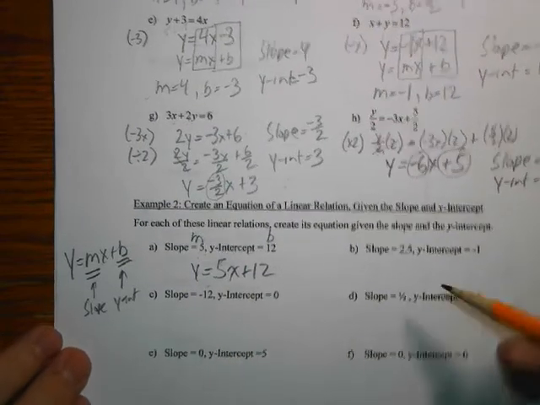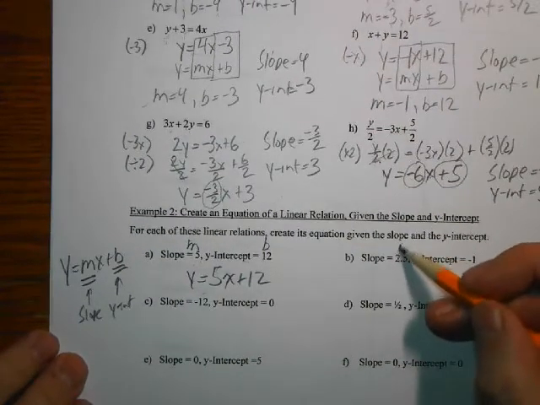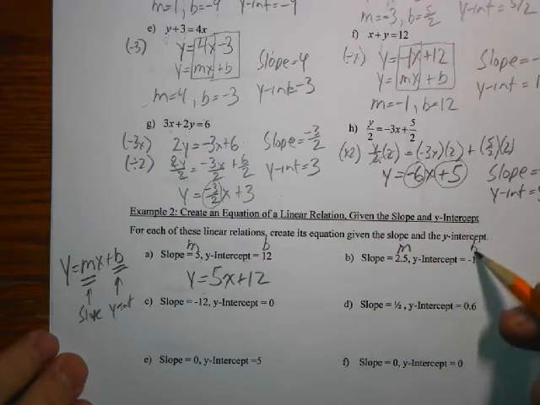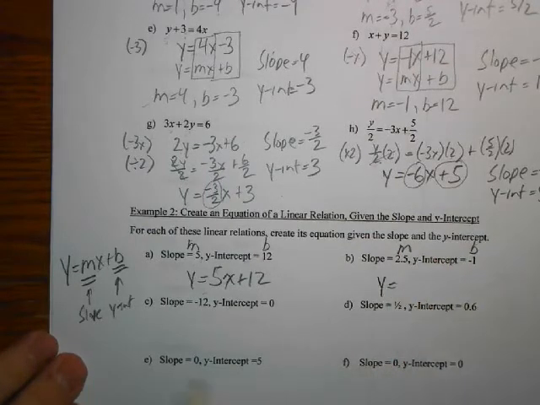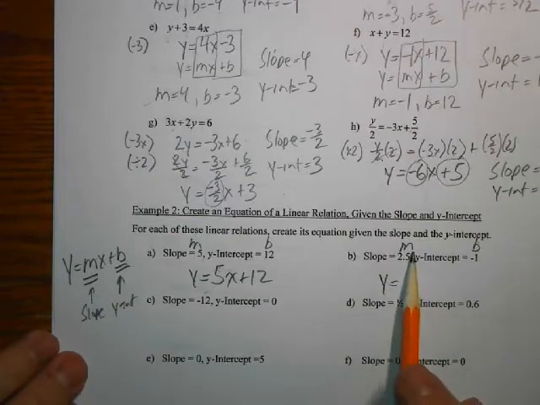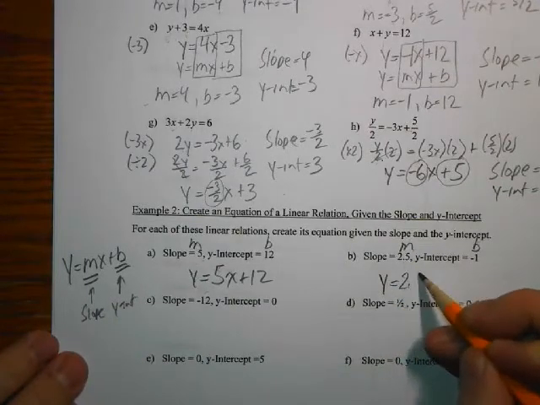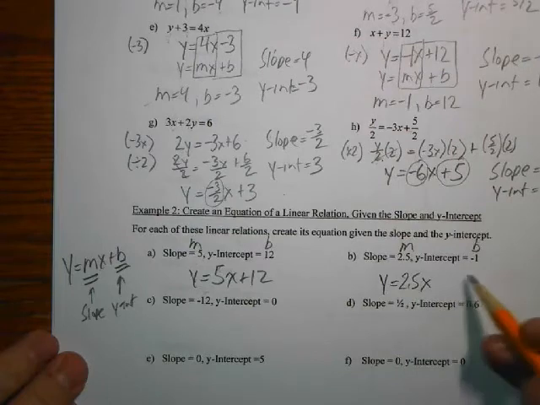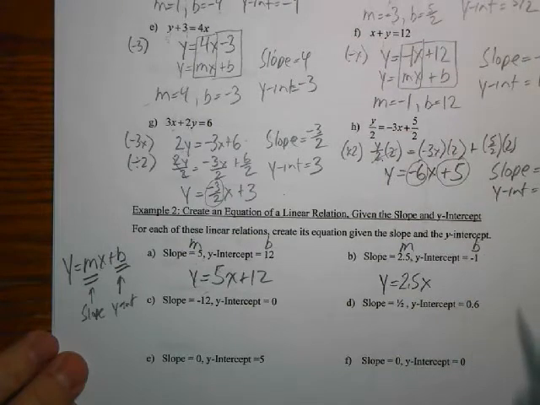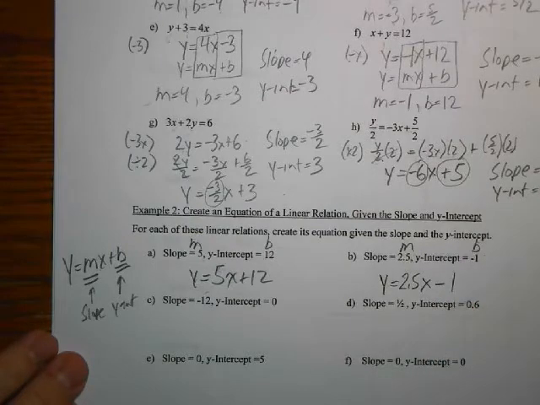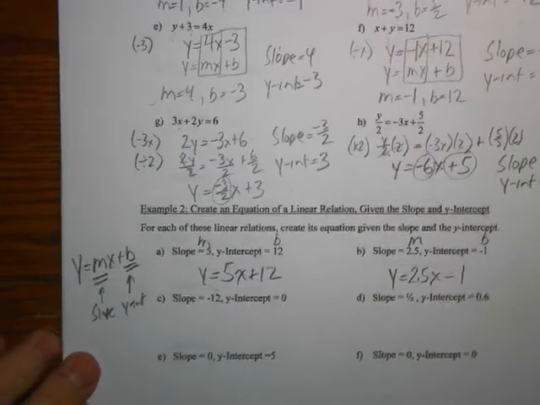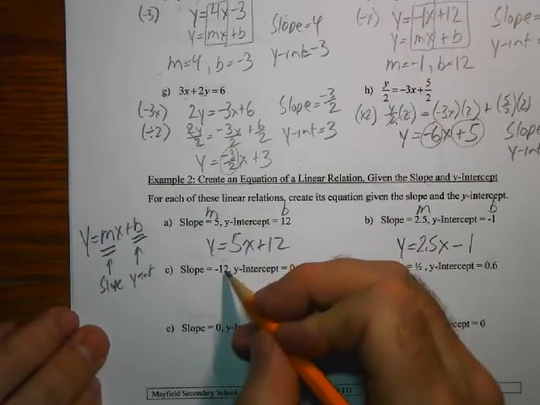Okay, let's keep going. Slope, that's our m, y-intercept, that's our b. So the equation is y equals, and then mx, so there's m, 2.5x plus negative 1. Well, I can shorten that: plus negative 1 is the same as minus 1. Okay, so this is going pretty nicely.